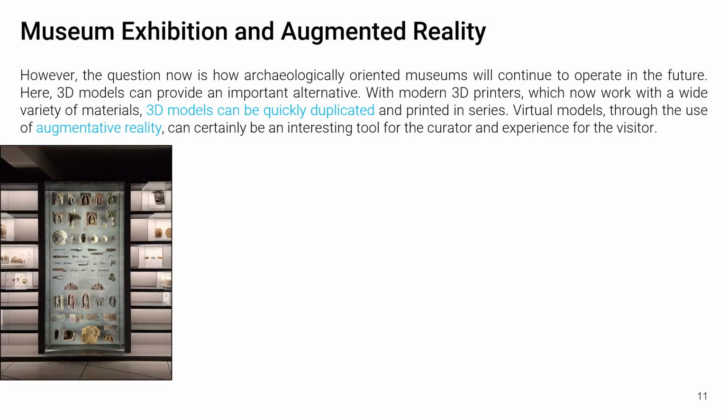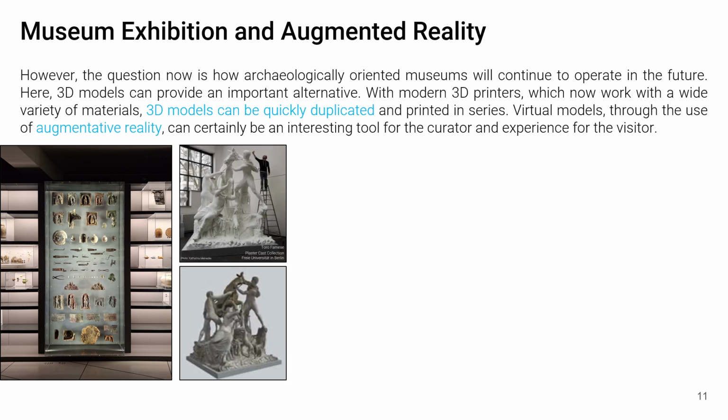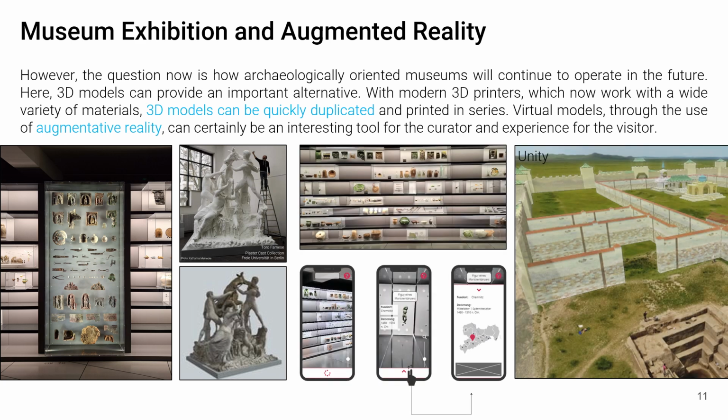However, the question now is how archaeologically oriented museums will continue to operate in the future. Here, 3D models can provide an important alternative. With modern 3D printers, which now work with a wide variety of materials, 3D models can be quickly duplicated and printed in series. Virtual models, through the use of augmented reality, can certainly be an interesting tool for the curator and experience for the visitor.